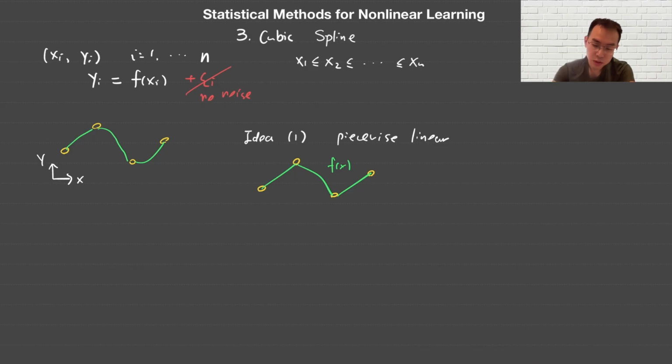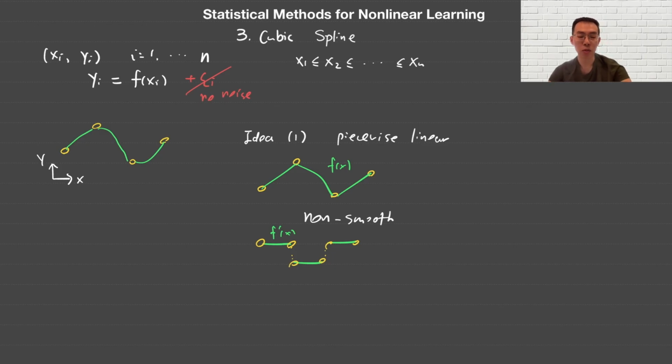f of x is not smooth. So what does non-smooth mean? It means that the first derivative of function f is not continuous. If we want to draw the first derivative of this, it's going to be up, down, and then up. That's not continuous. So that's why this piecewise function has that zigzag shape. And we certainly don't want that. We want our curve to be smooth.